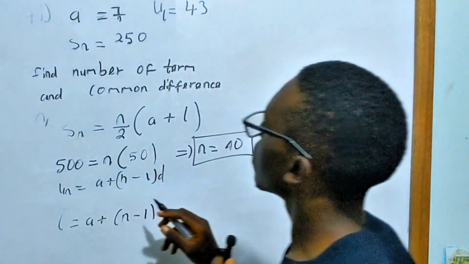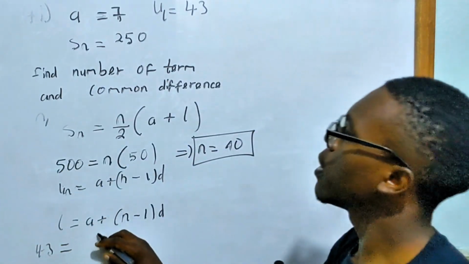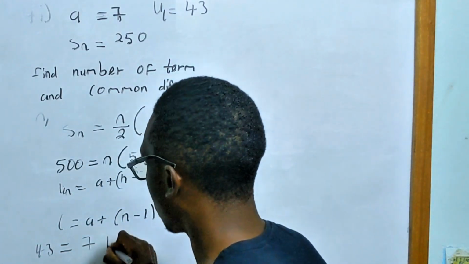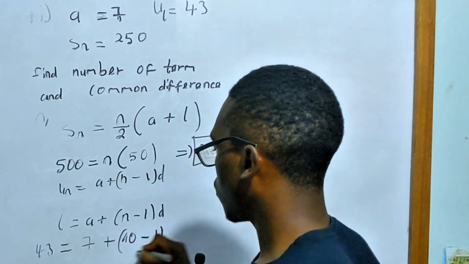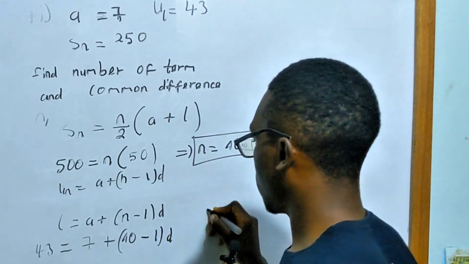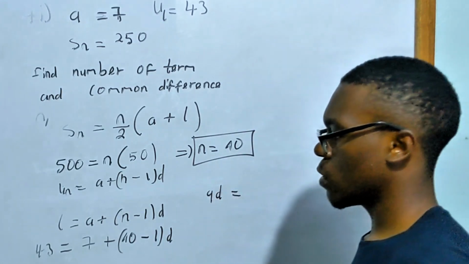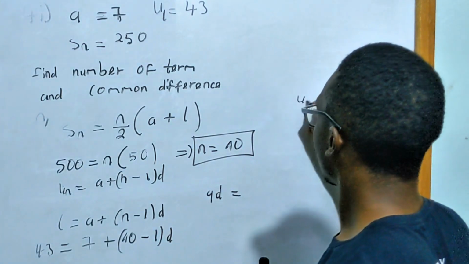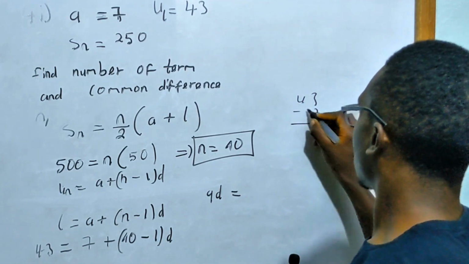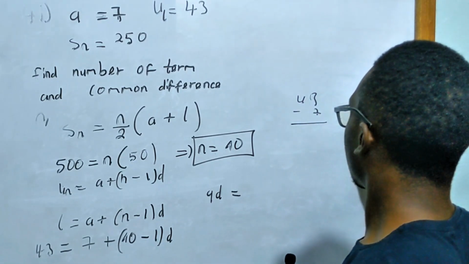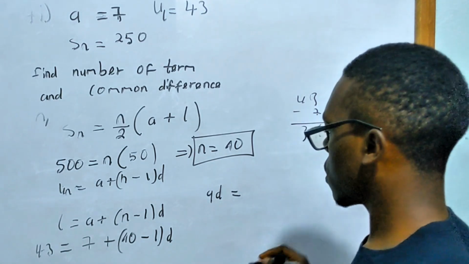Hence our L, the last term, 43, is equal to our a, 7, plus 10 minus 1 times d. Which implies we are going to have 9d is equal to 43 minus 7, that is 36.